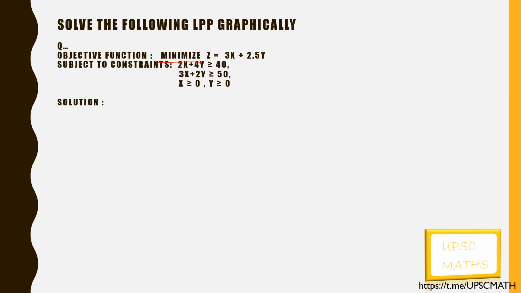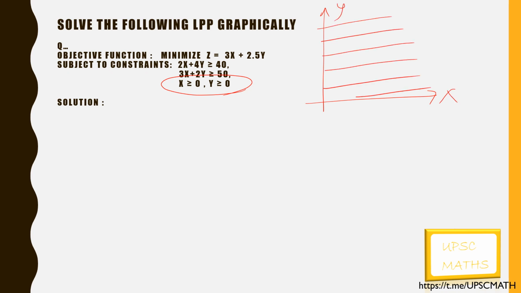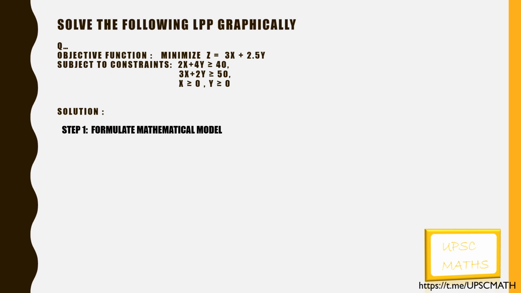So we have to minimize z = 3x + 2.5y subject to constraints 2x + 4y ≥ 40 and 3x + 2y ≥ 50. And x ≥ 0 and y ≥ 0 indicates that the solution space lies in the first quadrant. Step 1 is to formulate the mathematical model. We will skip this step since the given question is already in a mathematical model.